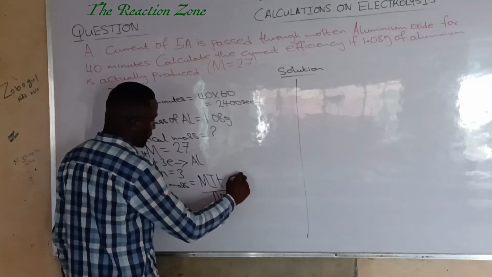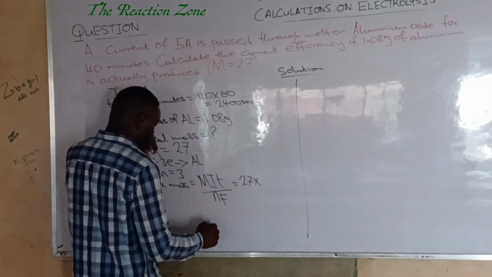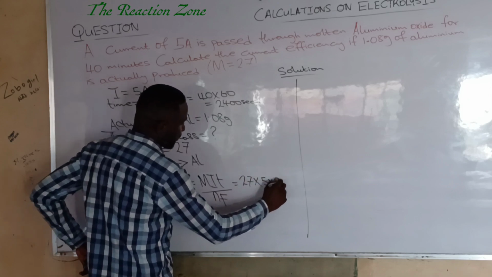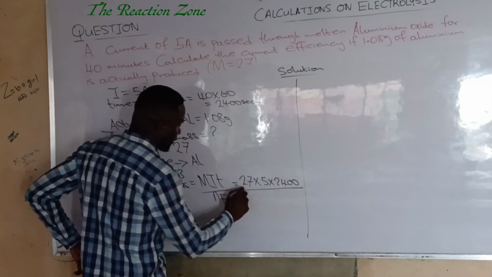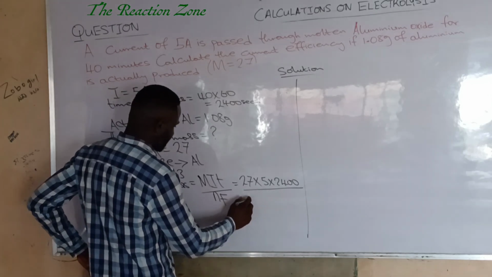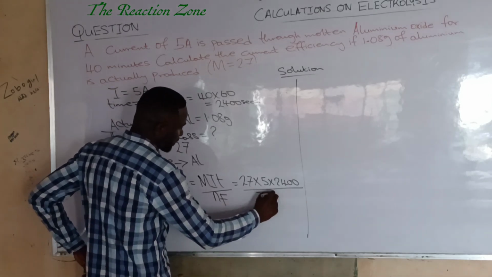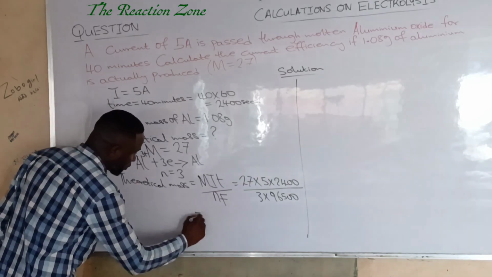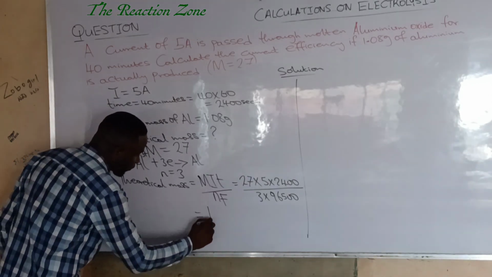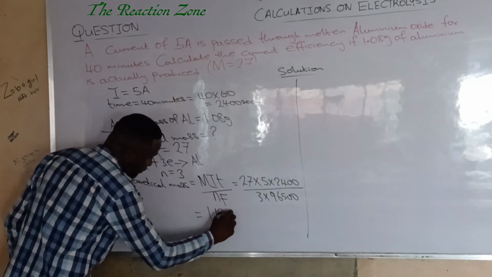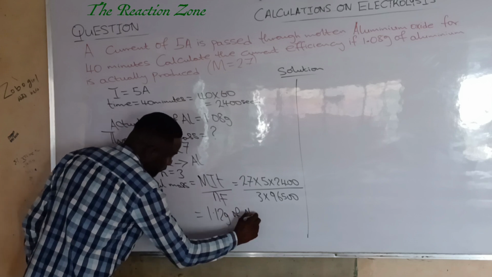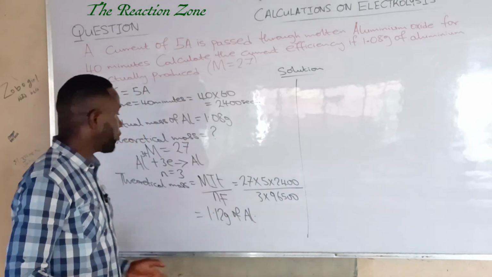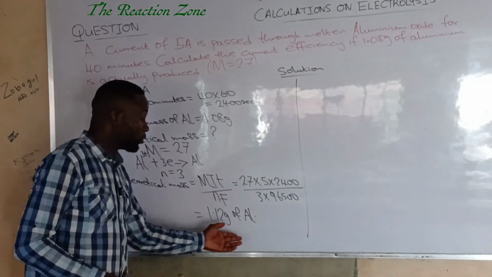And this is going to be 27 multiplied by 5 multiplied by 2,400 divided by 3 times 96,500. And this is going to be equal to 1.12 grams of aluminium. So, the theoretical mass of aluminium is 1.12 grams.